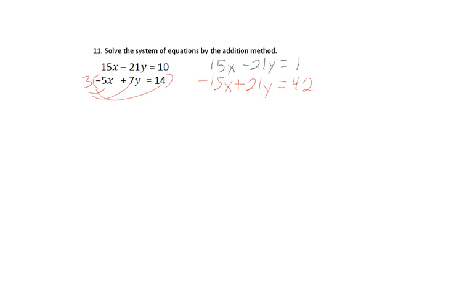So watch this. The x's are going to go away completely. I expected that. But the y's go away completely as well. So 21 minus 21 is 0. And 10 plus 42 is 52. Again, just like last time, there's no letters, just two different numbers. So once again, no solution.